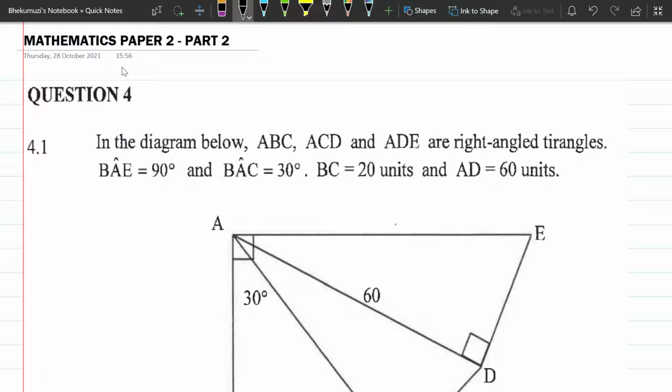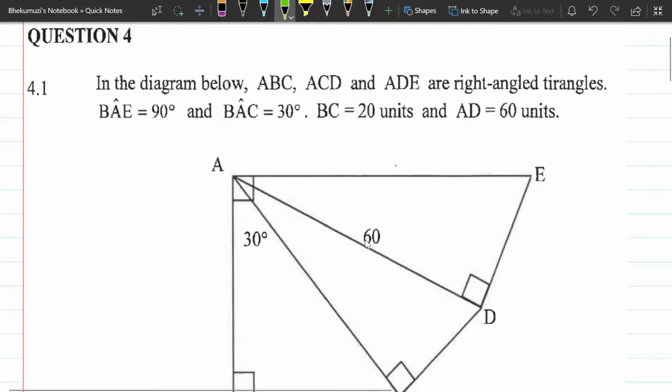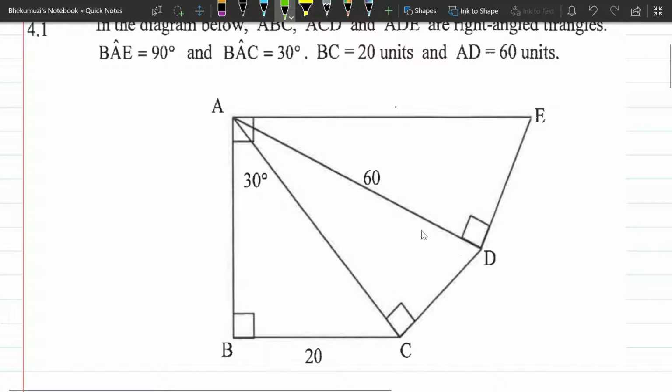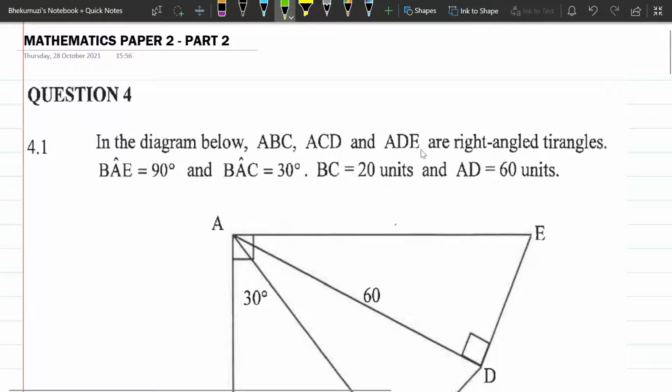So in question 4 they say, in the diagram below we have A, B, C. So where's A, B, C? There's A, B, C. Then we have A, C, D, and there's A, C, D, right? And we also have A, D, E. Are right angle triangles, and all of them are right angle triangles. And then they also tell us that at BAE, basically this here is all 90 degrees.